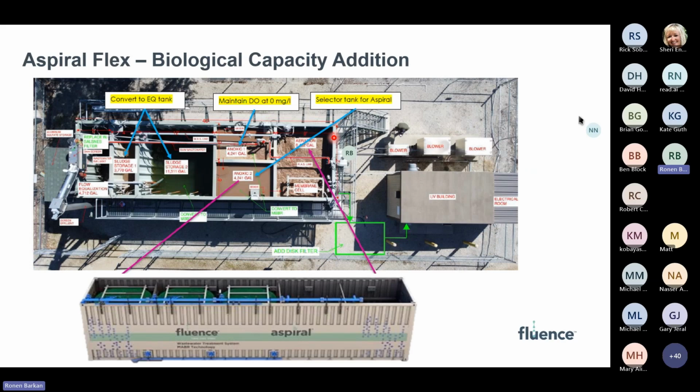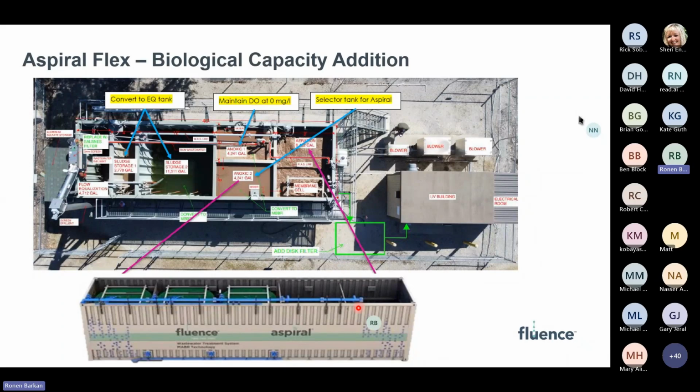Another example, this is where a client had an existing MBR plant. I'm not going to say the brand because we're only wanting to promote Fluence in this call. And the client was interested to increase capacity. So one of the things that we were seeing is that what they truly are missing is only biological volume. In other words, their UF membranes were big enough to support the increase in capacity they wanted to get to. Their fine screen was large enough to accommodate it. So truly, the only thing that was missing was a biological reactor.